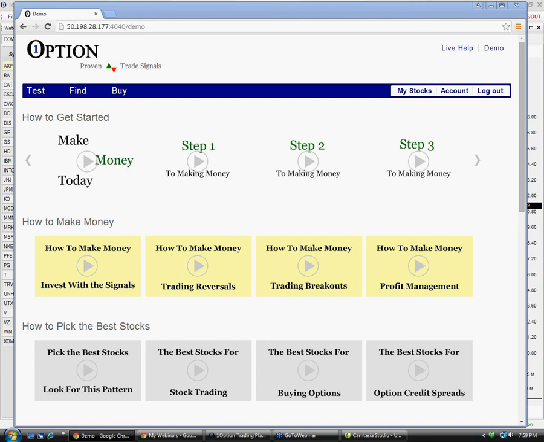Is it going to pick every top? Heck no. Is it going to pick every bottom perfectly? Heck no. Is it going to find most of them? Heck yes. And it's going to get you on some really nice trends too.